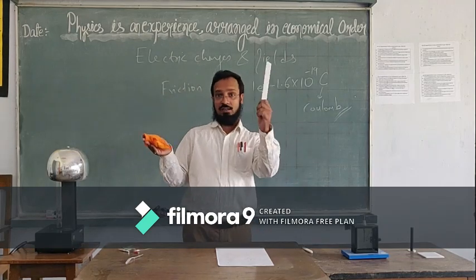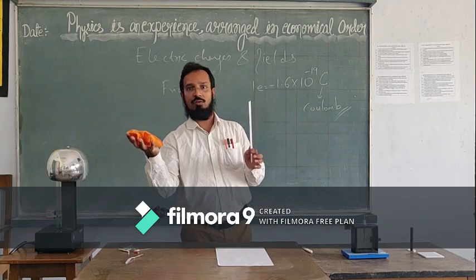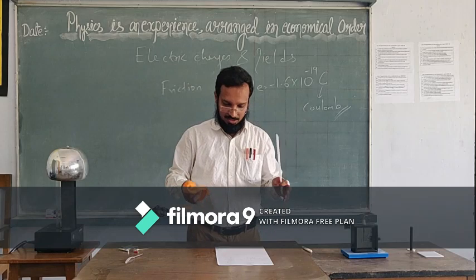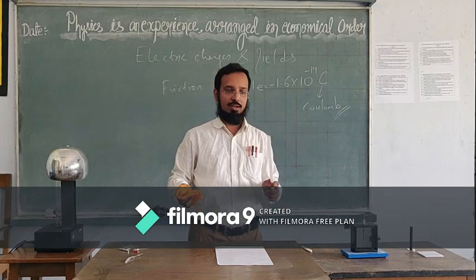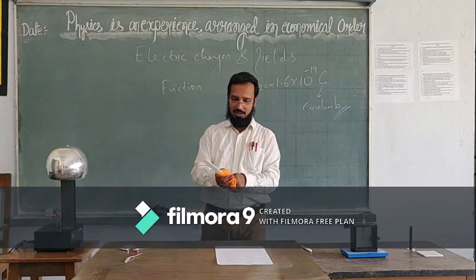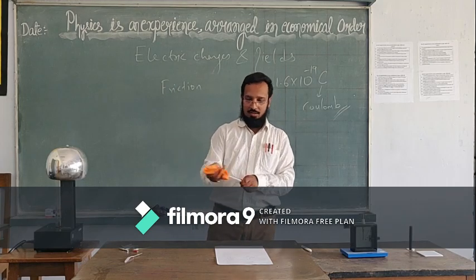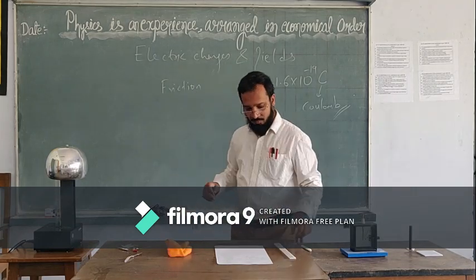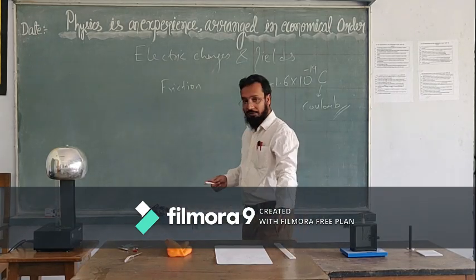Now, why does plastic become negative and wool positive? You can search it on the internet. There is a triboelectric series, and according to that, this becomes negatively charged and this becomes positively charged. So when I rub this, it is already charged because of friction over here.